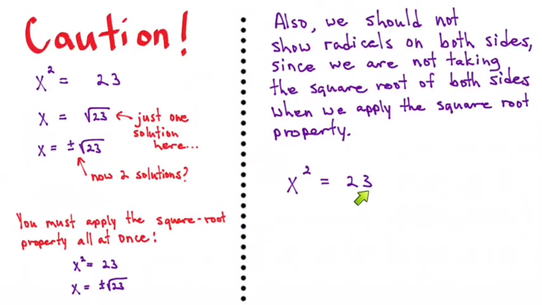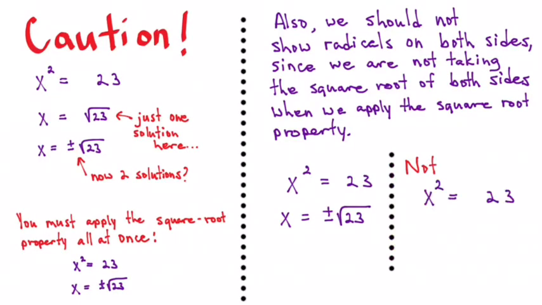So again, let's take this example, x squared equals 23. If you're going to apply the square root property, you should go straight to the solution. That is, x equals plus or minus square root of 23. What you should not do is take an x squared equals k problem like this one and apply the square root to both sides, because this suffers from the same problem that this suffered from.